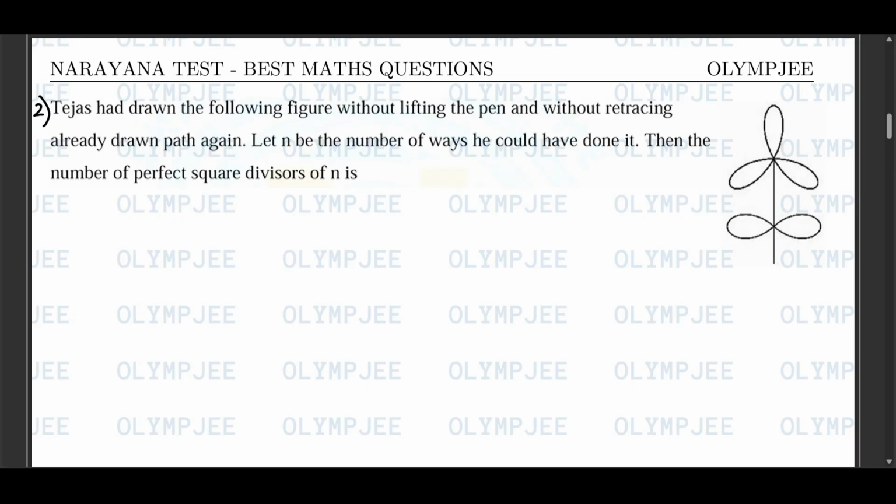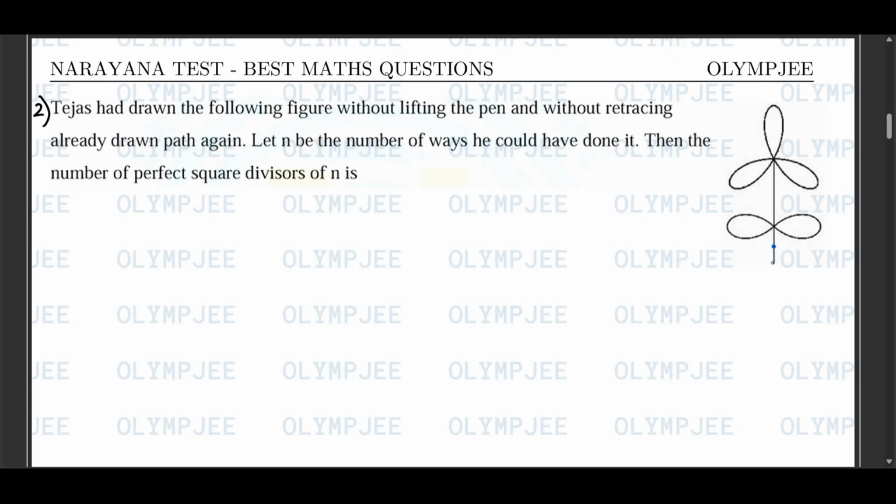So Tejas needs to draw this diagram and he cannot lift the pen or retrace the path he has already drawn. So he must start from one of the extreme ends on the upward or downward side, because if he does not start from here and instead he starts from here, then he'll need to go downwards and then he'll go back upwards and he'll retrace the path, or he can go upwards first and then he'll need to come downwards, so he'll retrace all this path again.